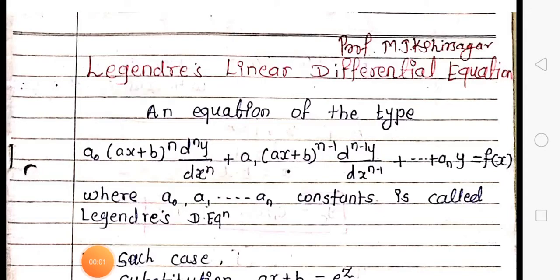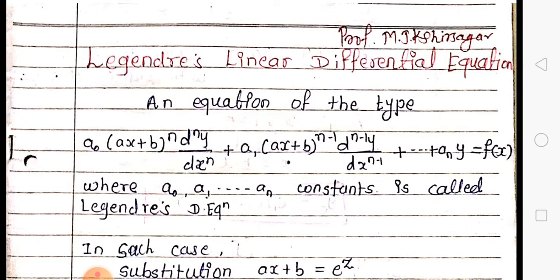Hello everyone. Today we will learn the first unit topic of M3, Legendre's linear differential equation. An equation of the type a0 (ax+b)^n d^n y/dx^n. That is, here the first term involves a0, the constant, and (ax+b)^n is the coefficient of the nth order differential coefficient.